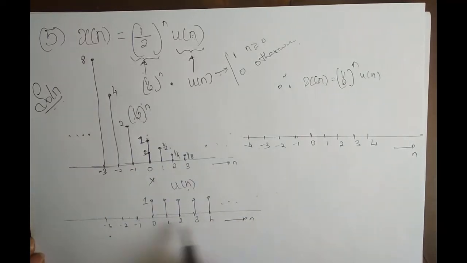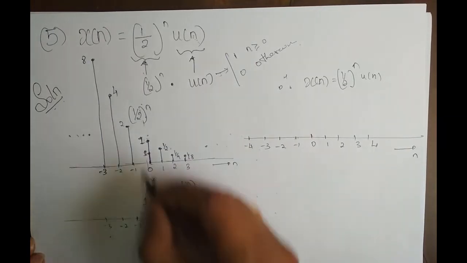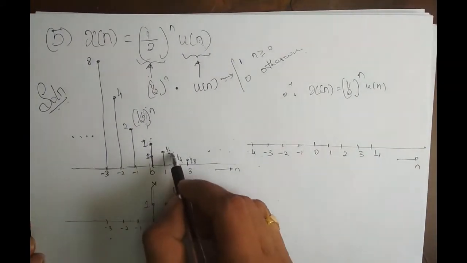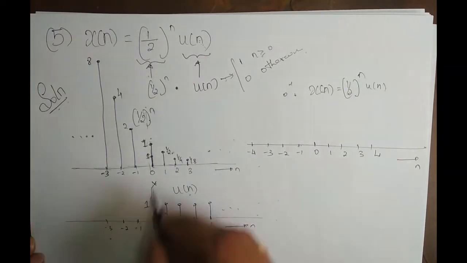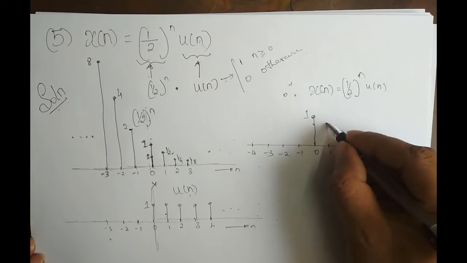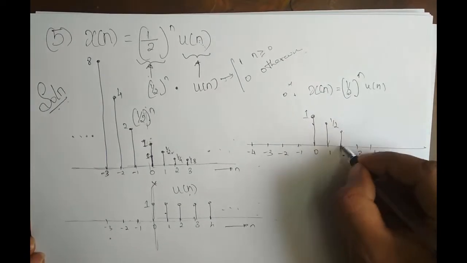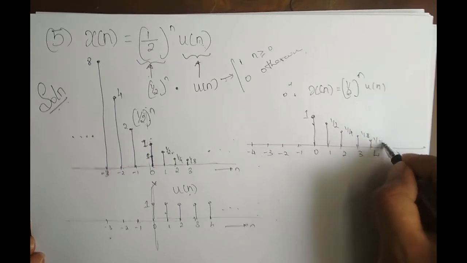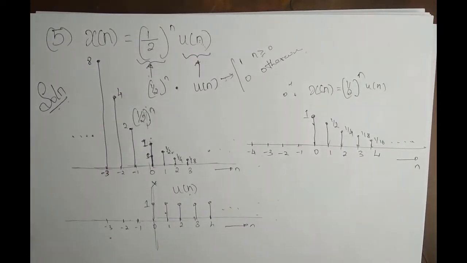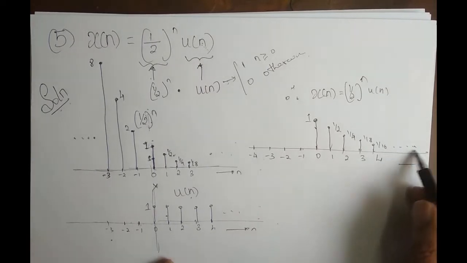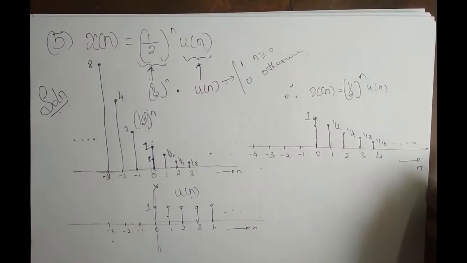So for n varying from where to where? 0 to infinity. For n varying from 0 to infinity, this part of the signal, 1 multiplied by this signal, I get this signal itself, no? So what do I get? It is 1 here. At n equal to 1, it is 1 by 2. At n equal to 2, it is 1 by 4. At n equal to 3, it is 1 by 8. At n equal to 4, it is 1 by 16, and this goes on. At n equal to infinity, the sample goes to 0.